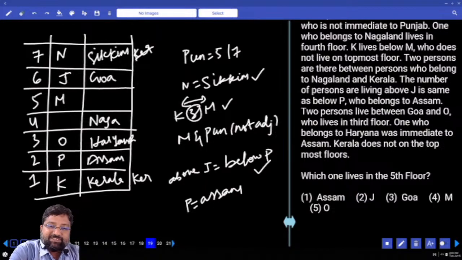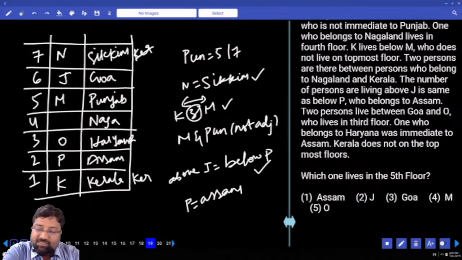So Punjab can be either 5th or 7th. Now we have no other option. We have to go for Punjab as 5th. Kerala is not living on the topmost floor. Kerala is living on the bottommost floor.